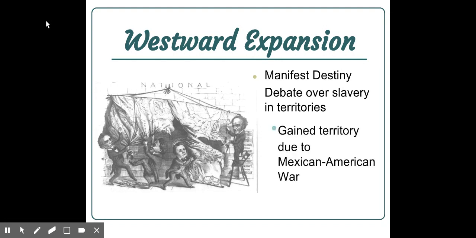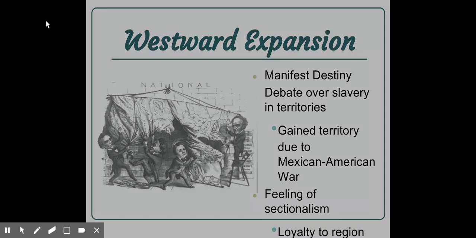We gained a lot of territory due to the Mexican-American War, and a lot of people started to have this feeling of sectionalism. And basically what this meant is they were going to be loyal not just to the United States. They did have that loyalty, but there was more loyalty to the region that they lived in. And so this cartoon represents that sectionalism and that idea of staying loyal to our region. And so there's going to be a lot of controversy over should we allow slavery in territories or not.